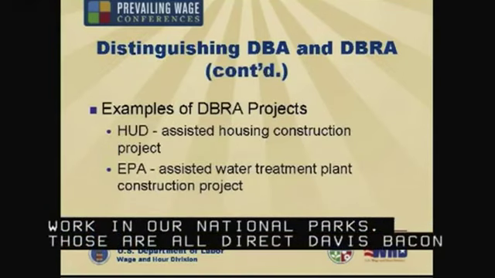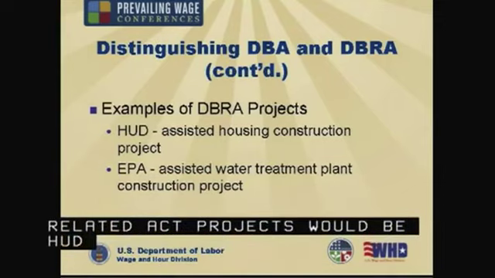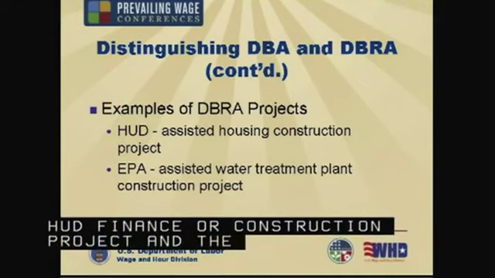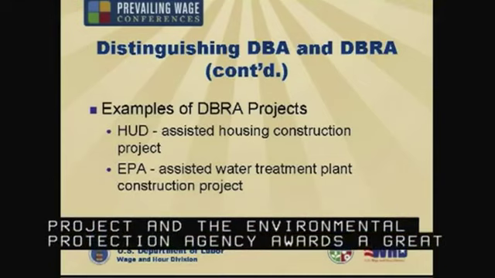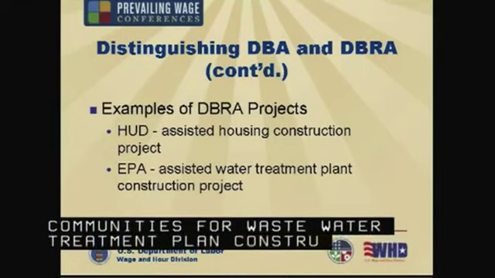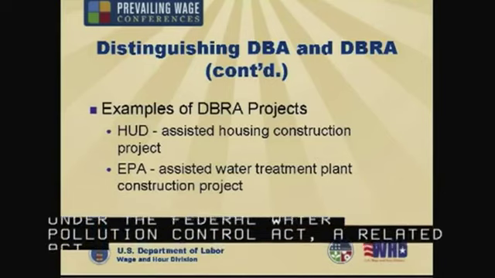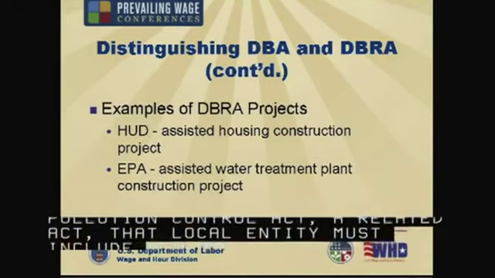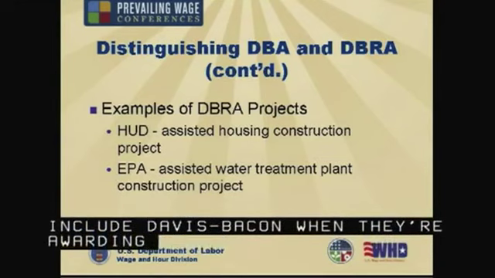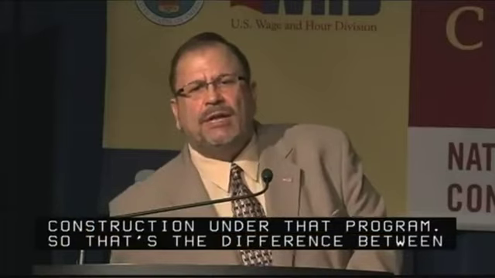Some examples of Related Act projects would be a HUD-financed or assisted construction project, and the Environmental Protection Agency awards a great deal of funds to state and local communities for wastewater treatment plant construction. Under the Federal Water Pollution Control Act, a related act, that local entity must include Davis-Bacon when they're awarding contracts for construction under that program. So that's the difference between Davis-Bacon and Related Acts.